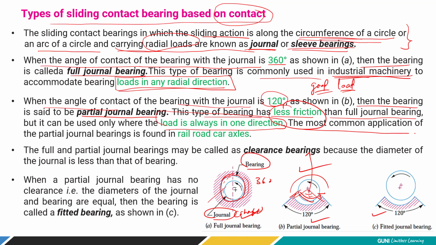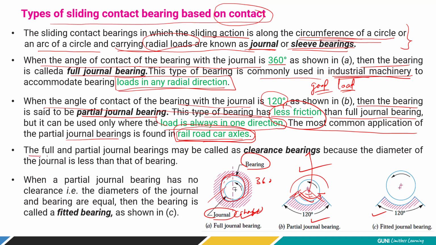The most common application of the partial journal bearing is found in the railroad car axle. Now students, try to search this word in Google and find the images, to see whether it is really applied or not. So in the railroad car axle, the load is in one direction.